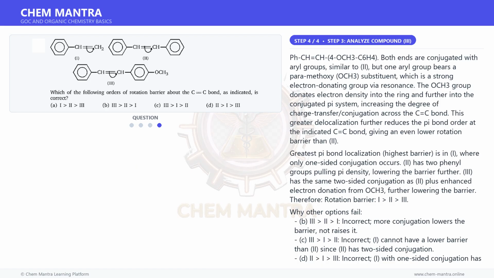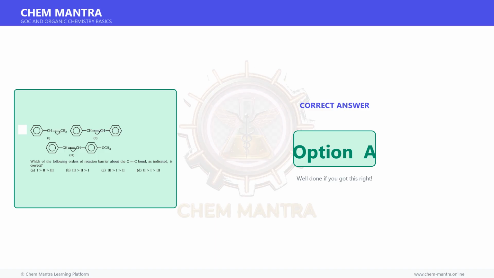Why other options fail? B. 3 > 2 > 1, incorrect, more conjugation lowers the barrier, not raises it. C. 3 > 1 > 2, incorrect, 1 cannot have a lower barrier than 2 since 2 has two-sided conjugation. D. 2 > 1 > 3, incorrect, 1, with one-sided conjugation, has a higher barrier than 2 with two-sided conjugation. Therefore, the correct answer is option A.